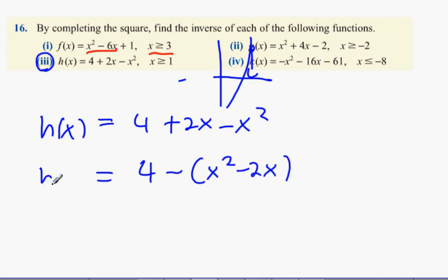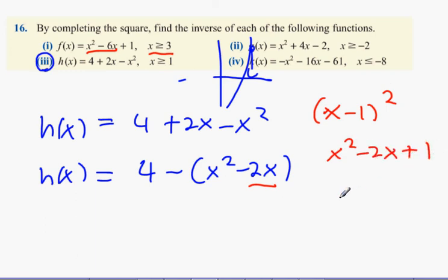Have I changed the question? Did I change the question? No, I haven't changed the question. Next thing after that, I'm going to do what I did last time. I'm going to half the middle value and put it into brackets. And what happens when I half the middle value and put it into brackets? x minus 1 squared, and that's x squared minus 2x plus 1. This function now becomes 4 minus x minus 1 squared.